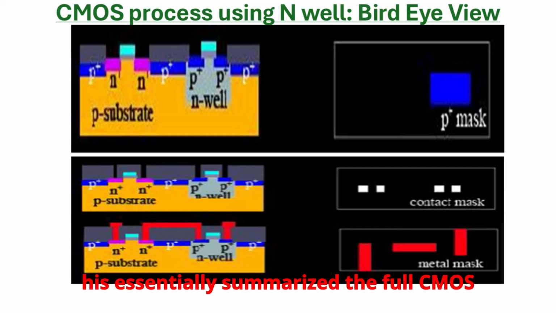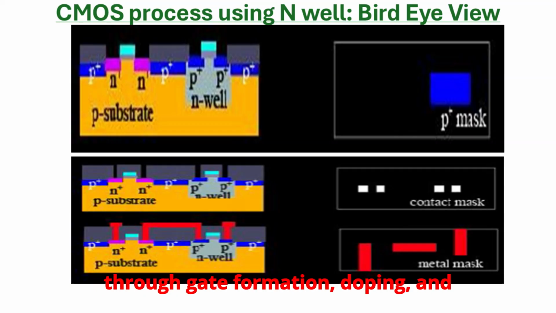So, this essentially summarizes the full CMOS inverter fabrication process. It starts with the substrate and wells, moves through gate formation, doping, and interconnects, and finally arrives at this integrated structure of NMOS and PMOS transistors working together. The side view gives us a clear visualization of how the two transistors are placed side by side in silicon to form one of the most fundamental building blocks of digital VLSI circuits, the CMOS inverter.